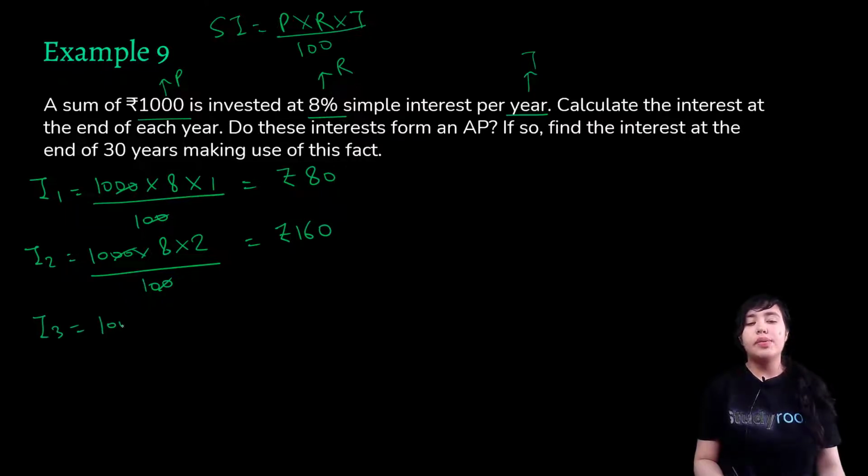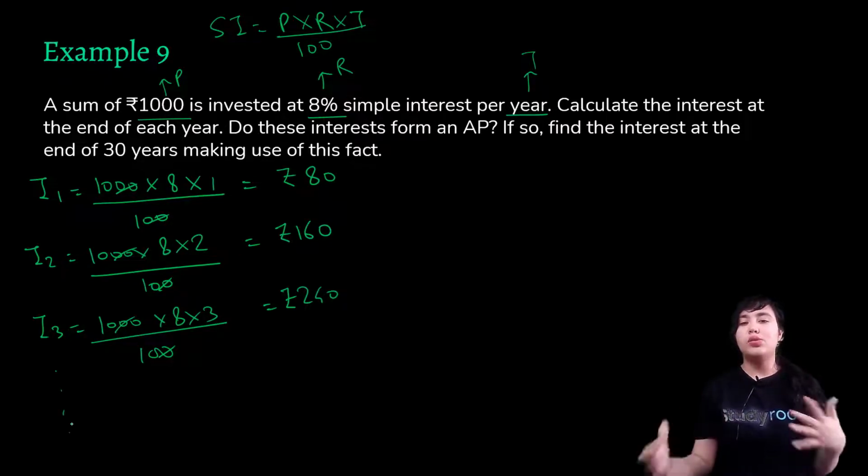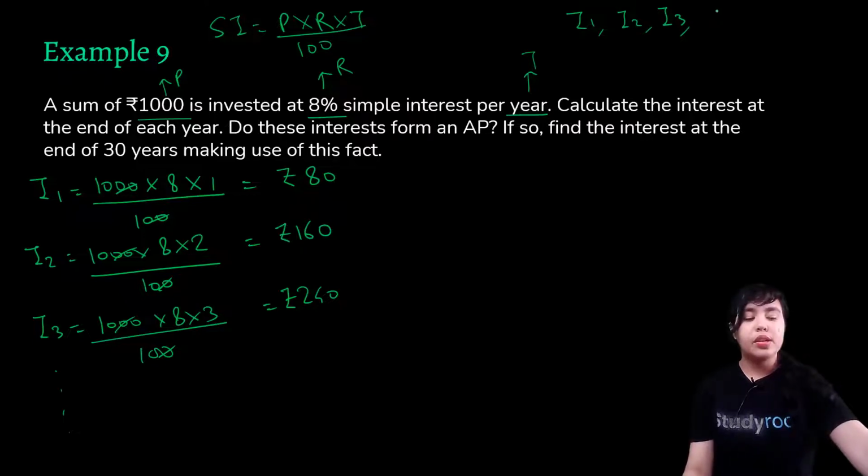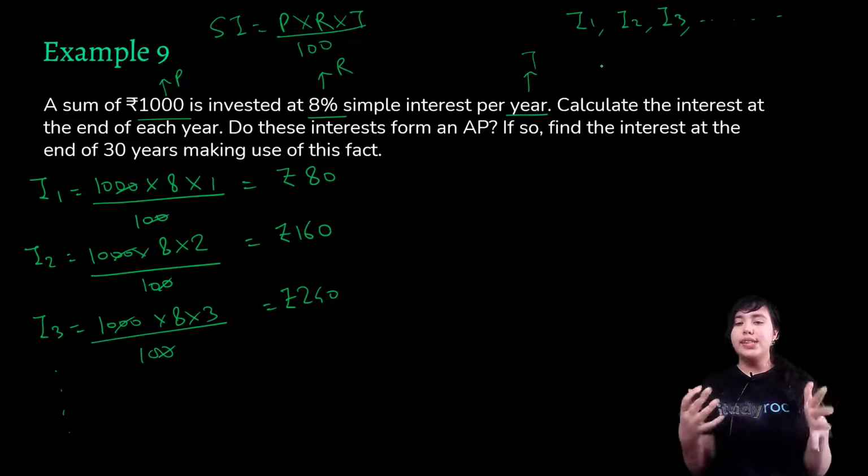Similarly, find I3, it will be 1000 into 8 into the number of years 3 upon 100, and on solving you will get it as rupees 240. So you can find for further terms also if you want to. So basically we want to see that this list of I1, I2, I3 and so on, is it an AP or not?